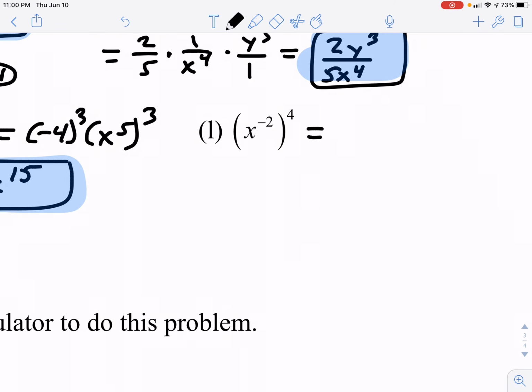X to the negative 2 to the fourth power would be x to the negative 8 power, which would be 1 over x to the positive 8 power.